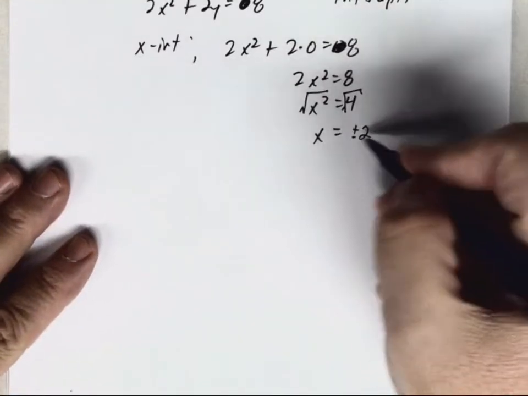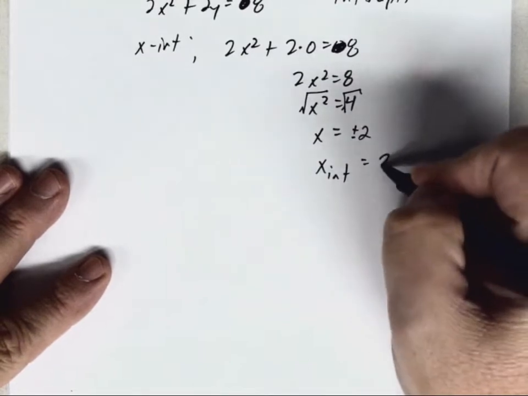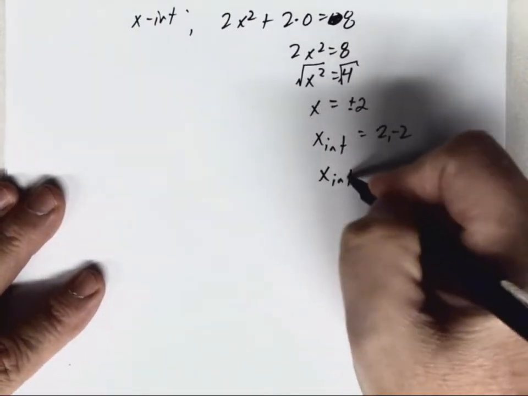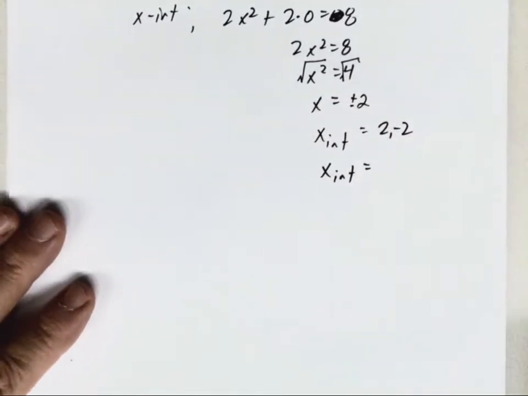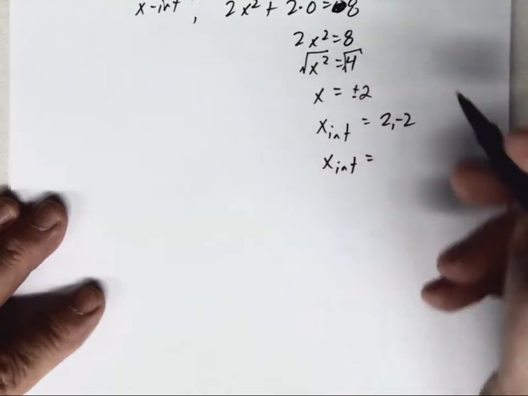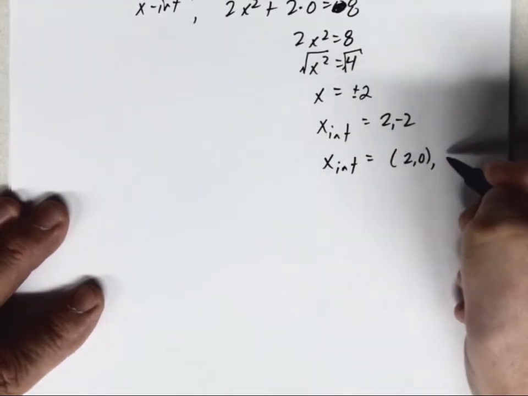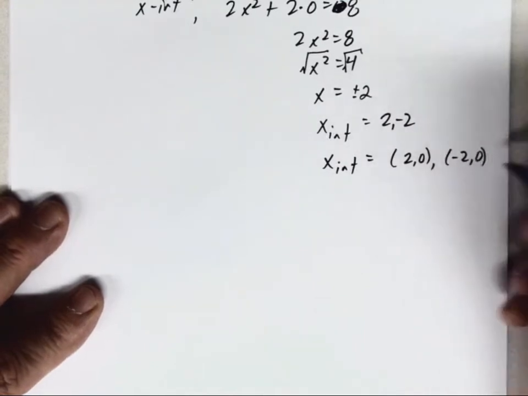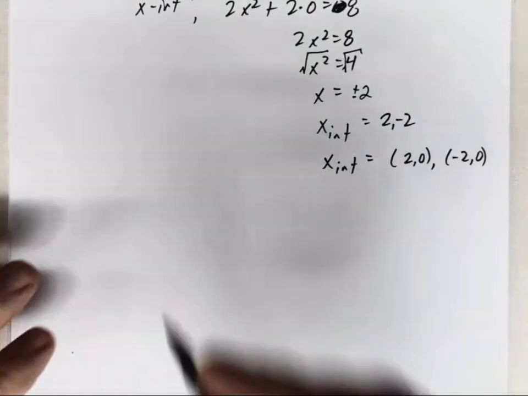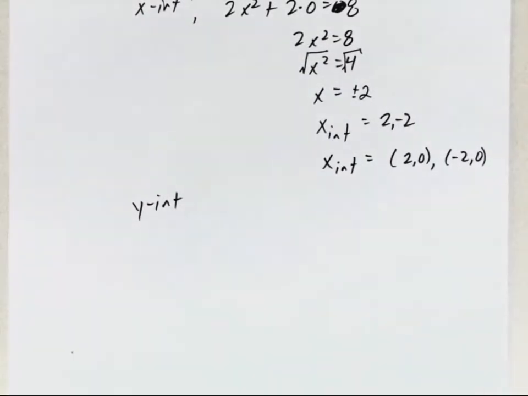So there are actually two x-intercepts. 2 and negative 2. And actually, I think in the online homework, they don't allow you to put plus and minus, so you'd have to actually put 2, 0, negative 2, 0. So there are the two x-intercepts. How about the y-intercept?